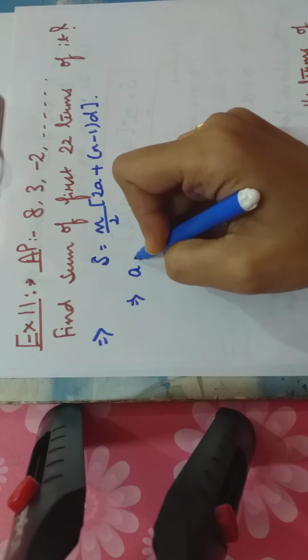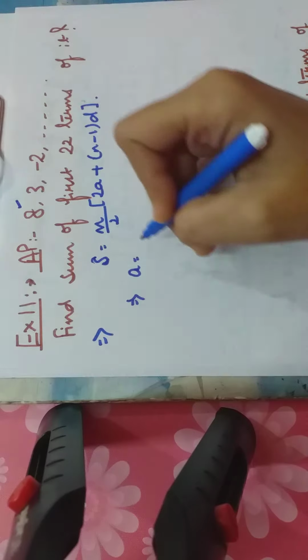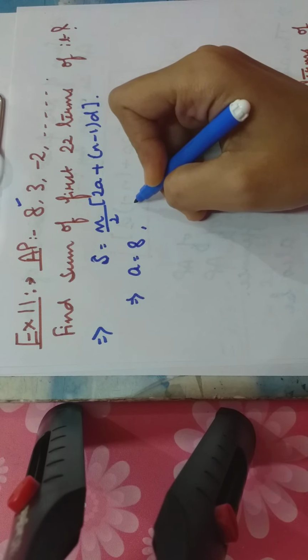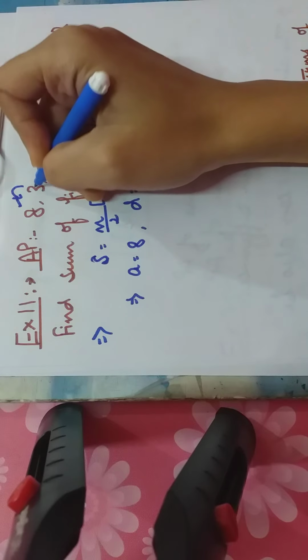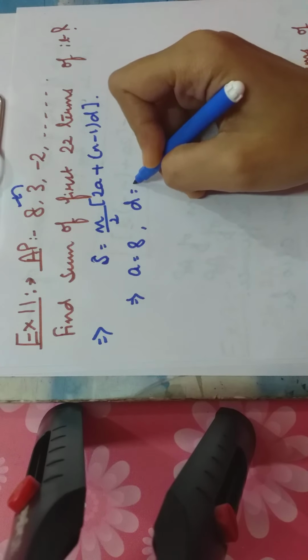Here a is your first term, so the first term is 8. d is your common difference, so subtract the first term from the second term. So 3 minus 8 will be minus 5.